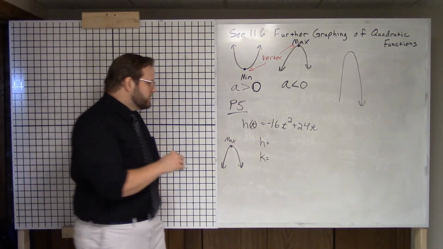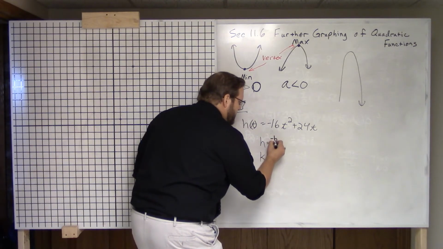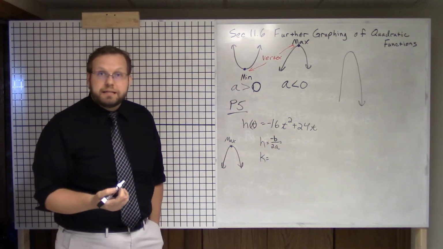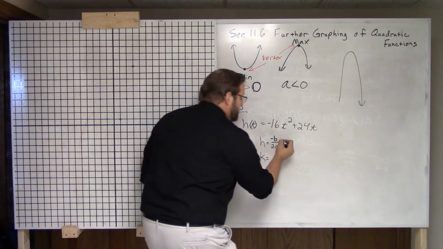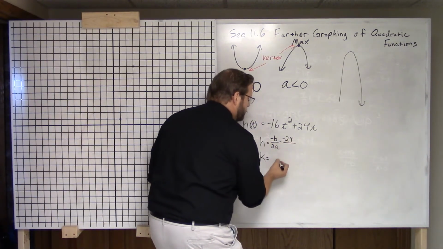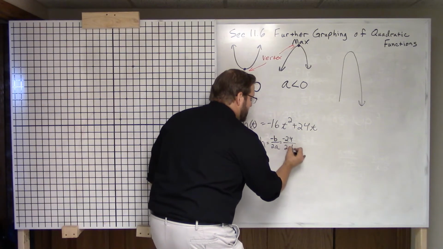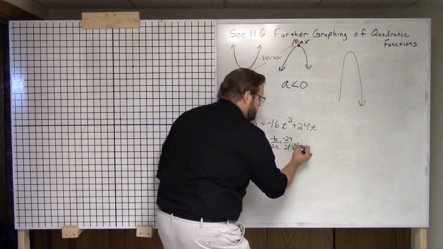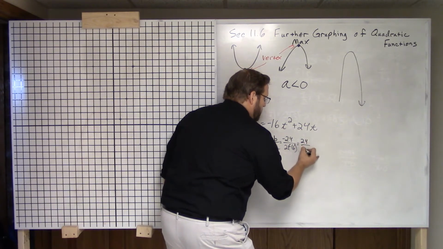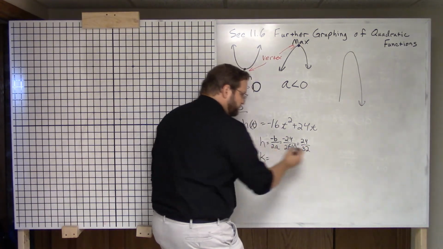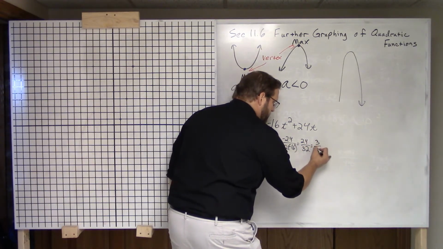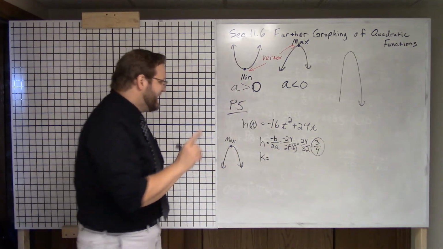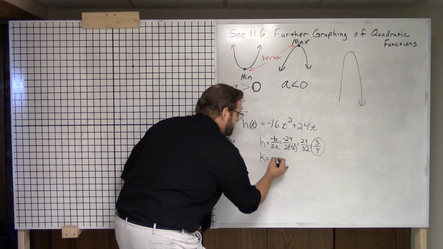So H is going to be the opposite of B over 2A. Let's plug that in and calculate. Opposite of B is negative 24 over 2 times negative 16. Two negatives make a positive, so it's 24 over 32, which is 3 over 4. Now let's hold on to that for a second. Then what we do is plug that in.